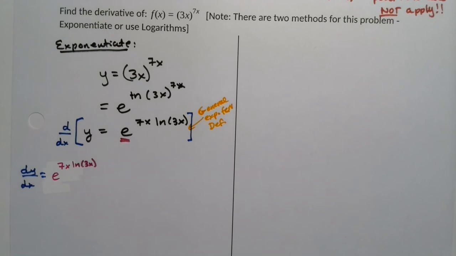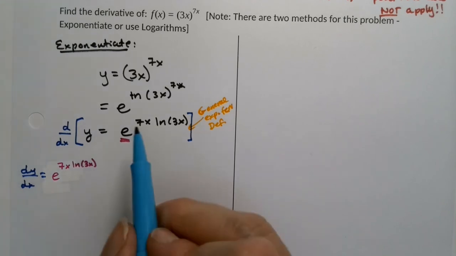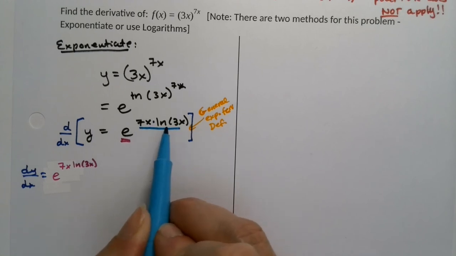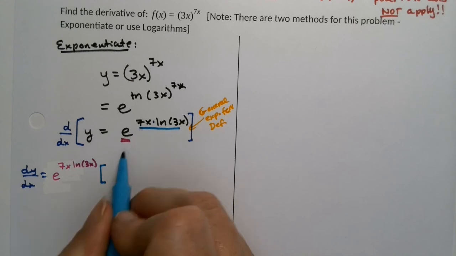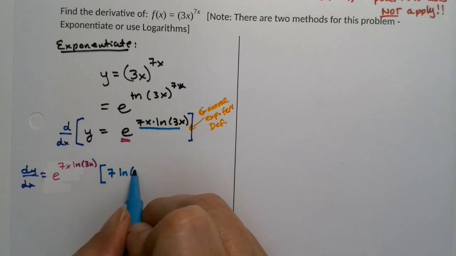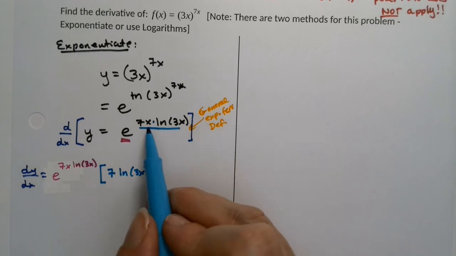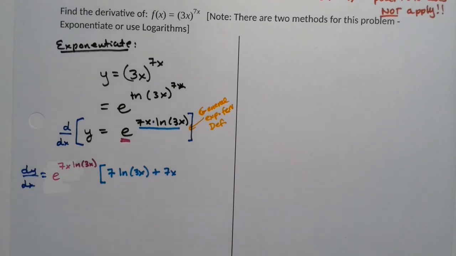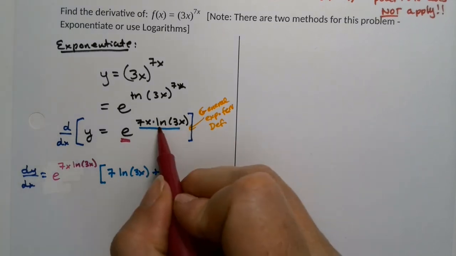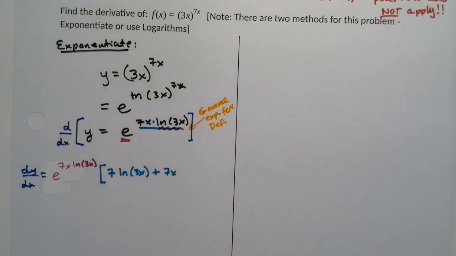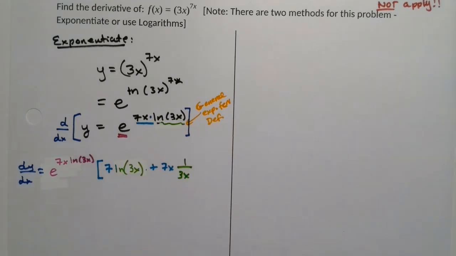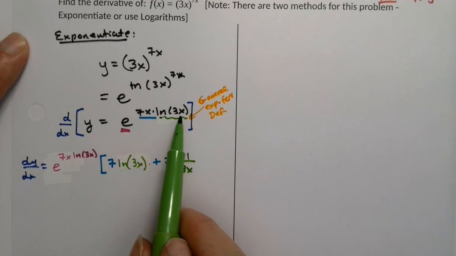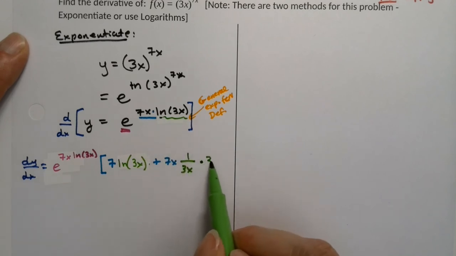Now I'm going to take the derivative of the inner portion, but the inner portion involves a product because those are two functions that are multiplied. So I take the derivative of 7x, which is 7, leave the natural log of 3x alone, plus leave the 7x alone, and then the derivative of natural log of 3x. Oh, that's a chain rule. So that's 1 over 3x times 3.